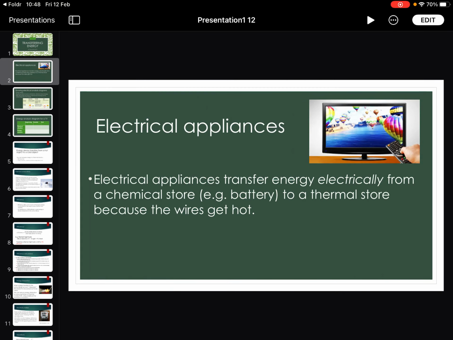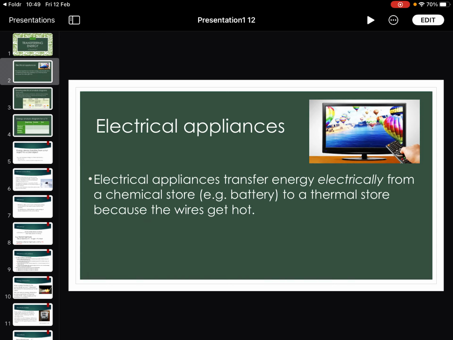So first thing is electrical appliances. Electrical appliances, no real surprise, transfer energy electrically. They always transfer it from a chemical store, e.g. a battery, to a thermal store because the wire gets hot. So every time you have an electrical appliance, it may have different outputs as well, but please make sure you always have that thermal store.